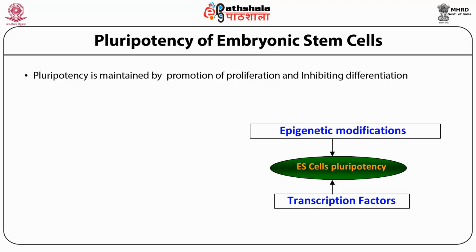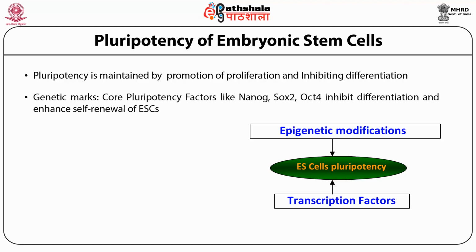In transcription factors, as we discussed, the core set of transcription factors like NANOG, SOX2 and OCT4 will inhibit differentiation by inhibiting the genes which are involved in differentiation of these cells, and instead they will enhance the self-renewal of these cells by promoting the genes which increase the proliferation of pluripotent stem cells.